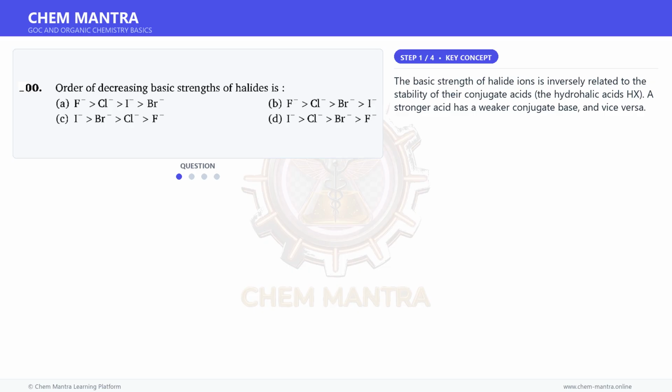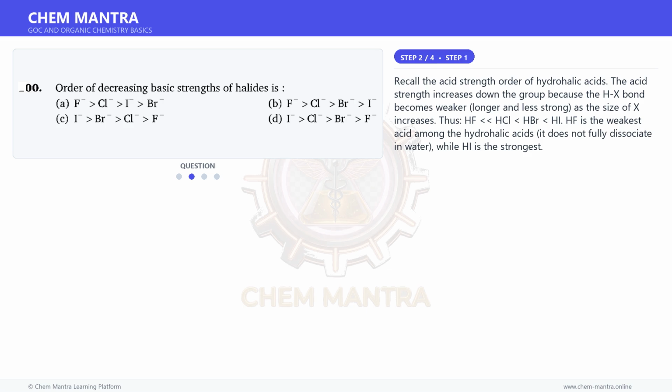The basic strength of halide ions is inversely related to the stability of their conjugate acids, the hydrohalic acids HX. A stronger acid has a weaker conjugate base, and vice versa. Moving on to the next step.